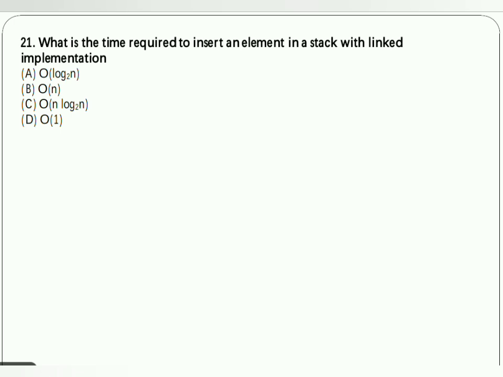Next, what is the time required to insert an element in a stack with linked implementation? So insertion into a stack with a linked list implementation is always at the first node, and deletion is also at the first node. So we need only arranging pointers in constant time. That is the big O of one time. So the answer is option B.